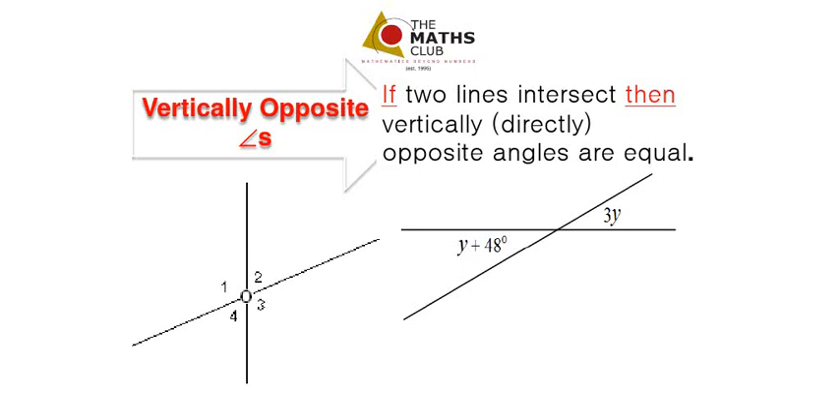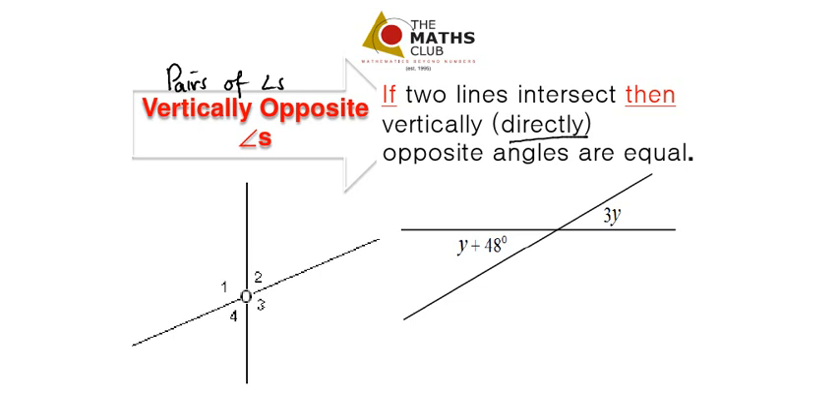We've got a basic understanding of angles now, so let's start to look at the pairs of angles. And I'm just going to highlight that now we're talking about pairs of angles. First, we start with vertically opposite angles, which we also refer to as directly opposite angles. We say that if two lines intersect, then vertically or directly opposite angles are equal.